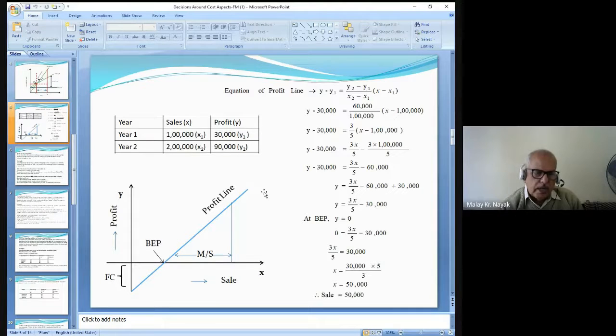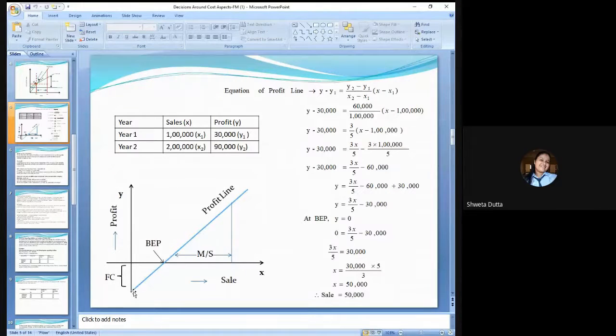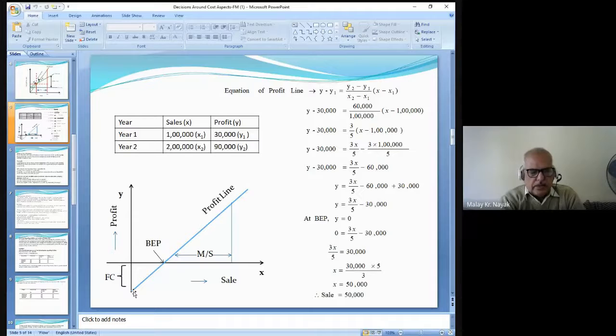Shweta, do you understand why the profit starts from the negative side of the y-axis? Yes, sir. Because if sale is zero, the profit is minus something. This minus something depicts the amount of fixed cost. Is it not? Do you get the point? Yes, sir. Then next day we will try to do some sums on it. Okay?